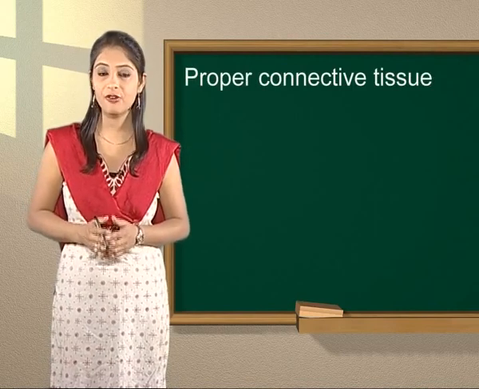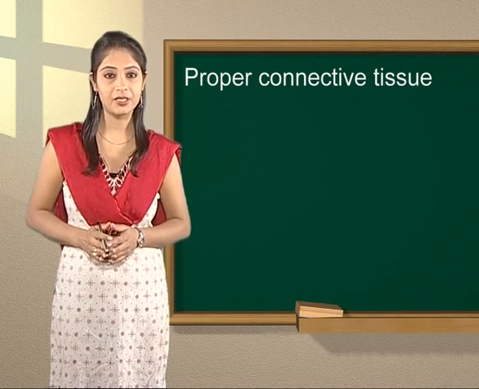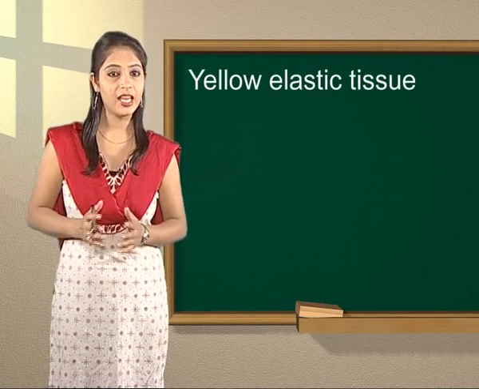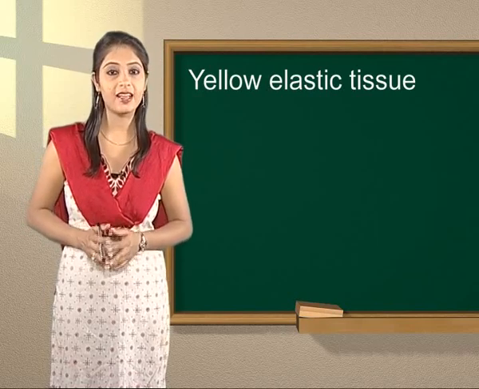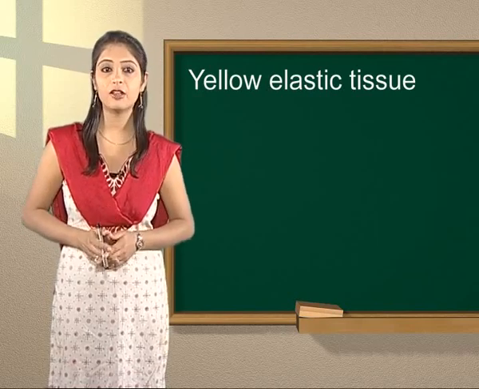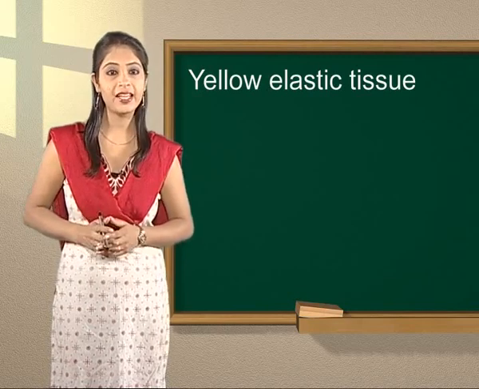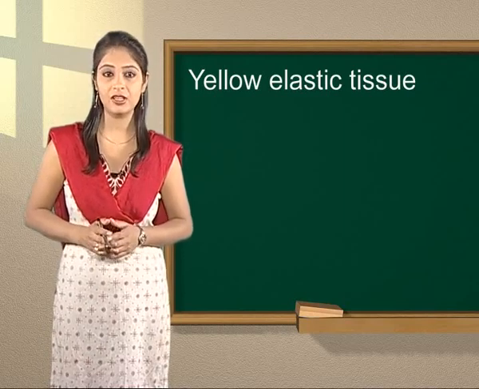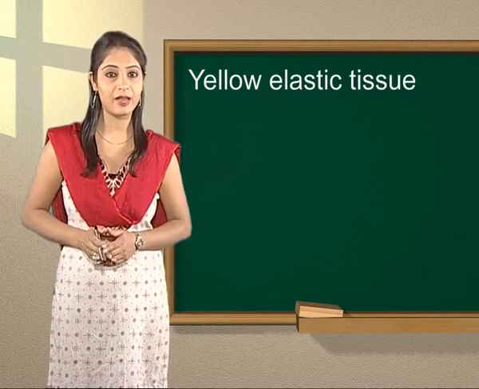You know that the proper connective tissue is of 5 types. Now we will discuss the next type, which is known as yellow elastic tissue. Yellow elastic tissue is not so strong, but it is elastic. It is found in the walls of blood vessels and air tubes and unites the cartilages of the larynx. It differs in structure from the others in having a prevalence of elastic fibers.